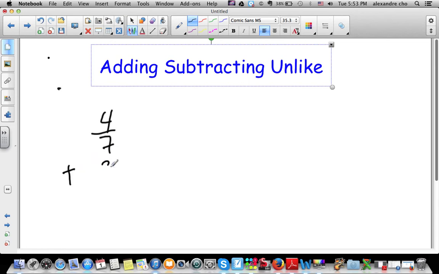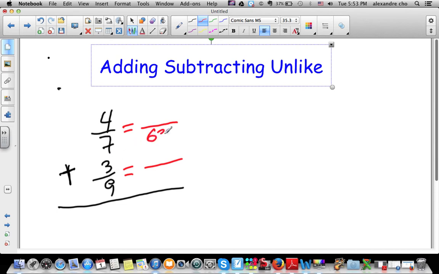and you're adding that to 3/9. Okay, so if you're adding these two numbers, well, you know that you can't add them because the denominators are different, so you're going to have to switch to an equivalent fraction where they both share the same denominator. So you're going to have to find the least common multiple of 7 and 9, which in this case is 63.